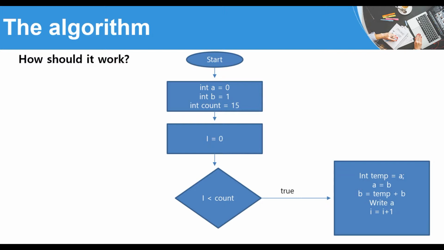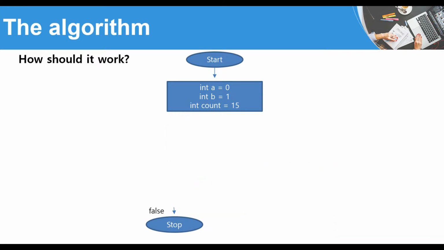Then we will make a equal to b, then b will be equal to temporary plus b, and we'll write a to the console. Now, since in this flowchart we also have to take care of our internal counter, we have to increase the counter with 1. Now, of course, we will re-evaluate if i is less than 15, and at the time that i will be greater than or equal to 15, then we'll have to stop our program. Now, let's test this algorithm right now.